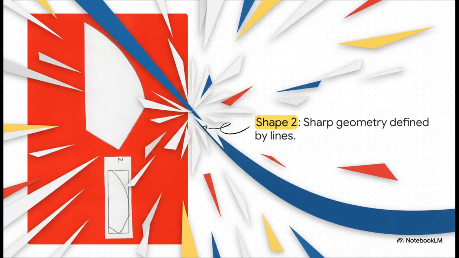Now check out shape 2. This one has a completely different vibe, right? It's got this distinct, super sharp geometry. Tracing it back, this blade-like shard was formed directly by the collision of our straight diagonal line and that sweeping outer curve. It almost looks like a weapon or a sharp piece of shattered glass. It's defined entirely by the clash of a straight trajectory hitting a curved one.